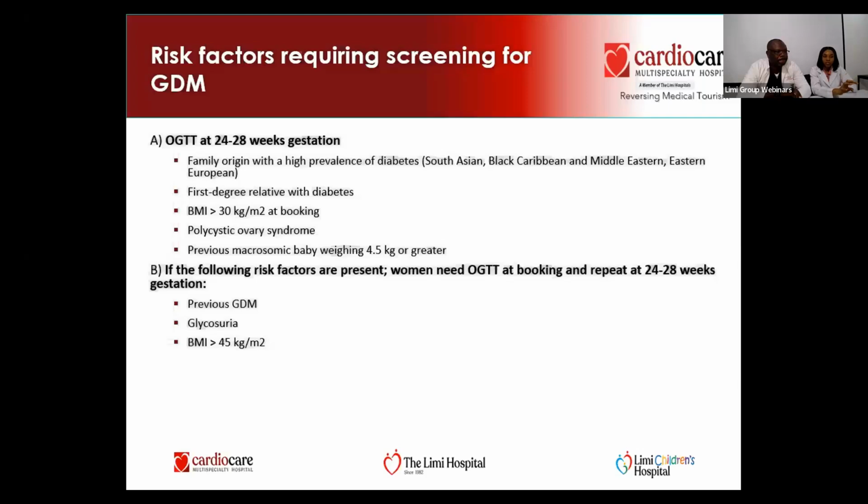While the risk factors for which you have to do the OGTT at booking and then repeat it again are previous history of GDM, glycosuria, then a higher BMI, greater than 30 kg per meter square. So when you have such a patient with previous GDM, you don't have to wait 24 to 28 weeks, because the patient might even be having overt diabetes. You must do the OGTT at presentation.